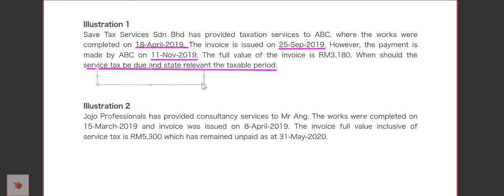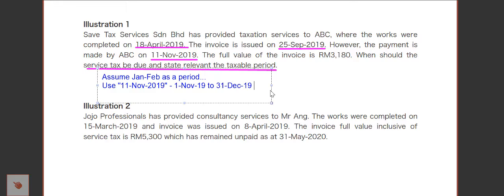Now, if we assume that your period is January, February, because I didn't actually state this very clearly, okay? So if we assume January, February as a period, then we will have to use what date? 11 November 2019. Because the invoice is on the 25th of September and the payment is in November, the service has been paid within a year. So we're going to use 11 November. That means you have to use 1st November to 31st December as the taxable period.